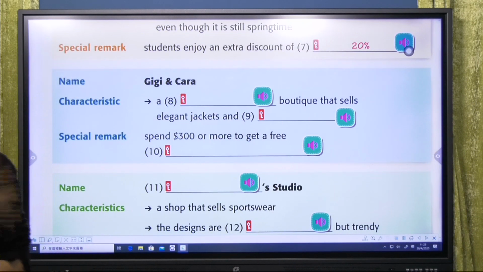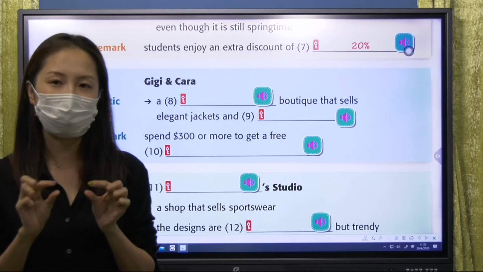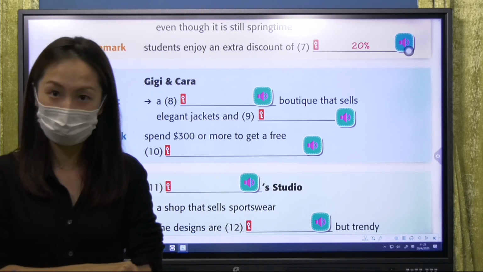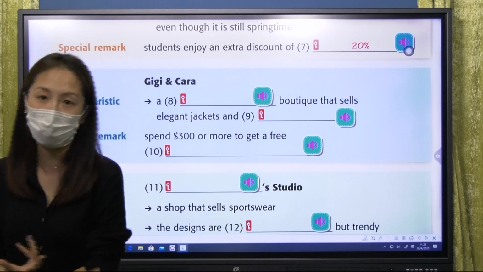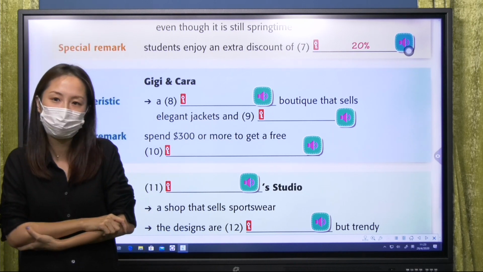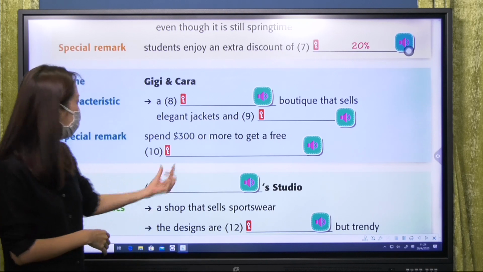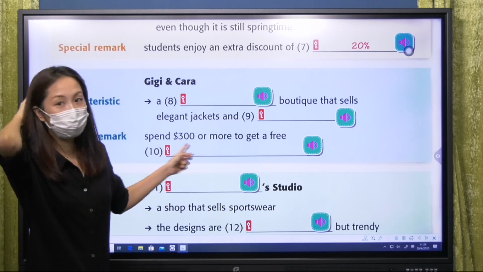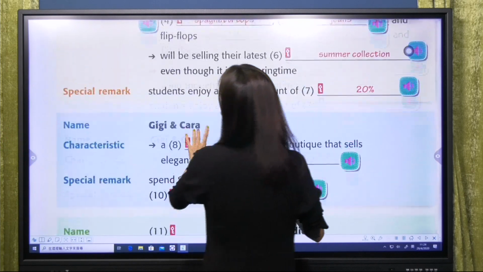It is a what boutique 鋪頭，boutique 晒嘅鋪頭，葵廣嗰啲鋪頭 boutiques, okay? That sells elegant jacket and what? Jacket 外套，okay? Spend 300 and more to get a free. I guess it should be a gift, okay? Over 300, you will get a free what?